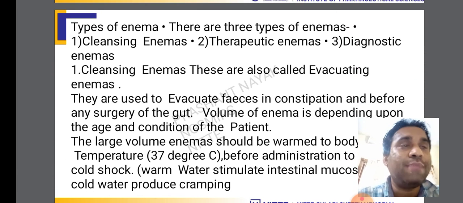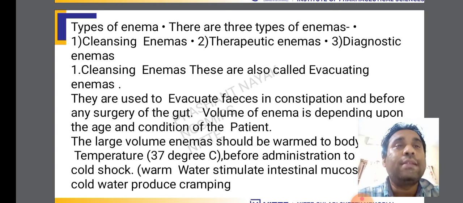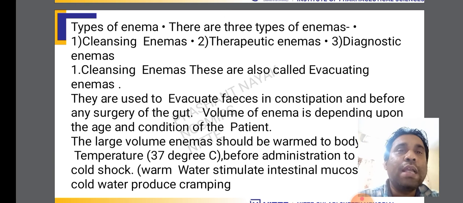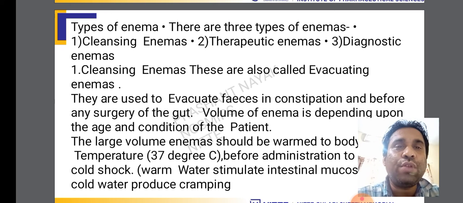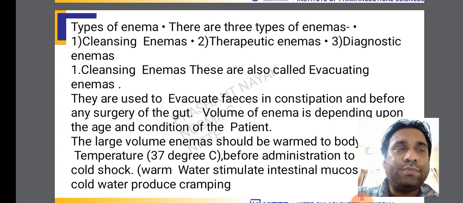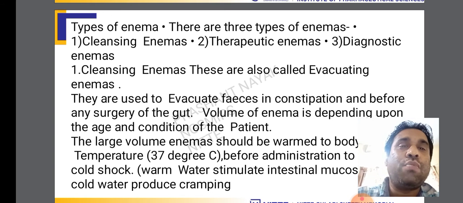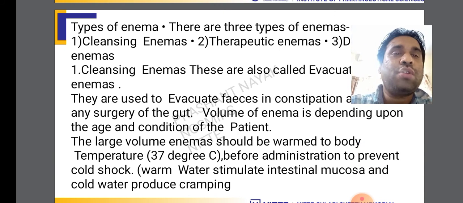Now, types of enemas. What are the types of enemas we have? There are three types of enemas: cleansing enemas, therapeutic enemas, and diagnostic enemas. Cleansing enemas are also called evacuating enemas. They are used to evacuate feces in constipation and before and after surgery of the gut. The volume of enema depends upon the age and condition of the patient. Large volume enemas should be warmed to body temperature before administration, not too cold, to prevent cold shock. Warm water stimulates the intestinal mucosa, and cold water produces cramping.